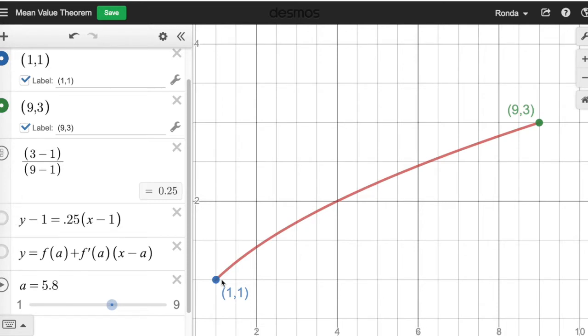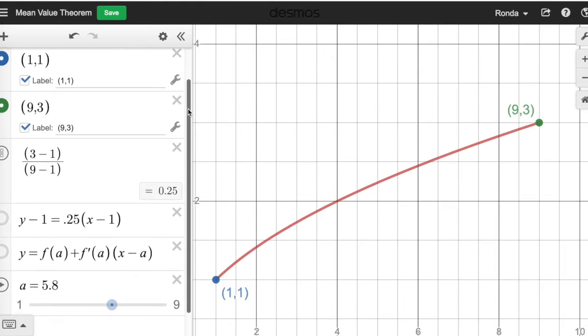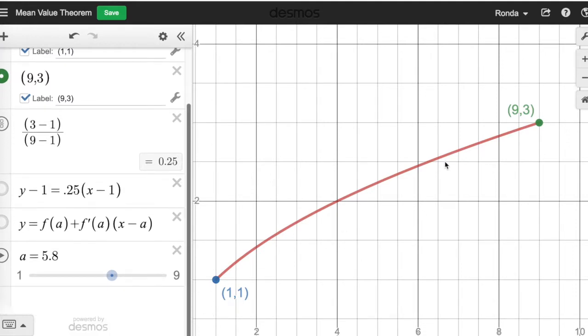So I have this graph. It's y equals the square root of x, and I'm just looking at it between 1 and 9. What the mean value theorem basically says is, so I calculated the slope, you can kind of see here: 3 minus 1 over 9 minus 1, and I get 0.25. Then I wrote the equation that would go through those 2 points with that slope.